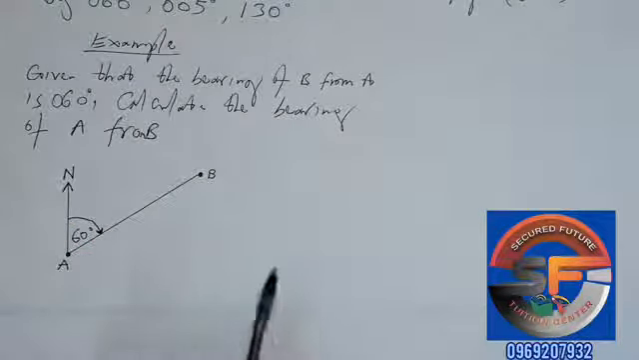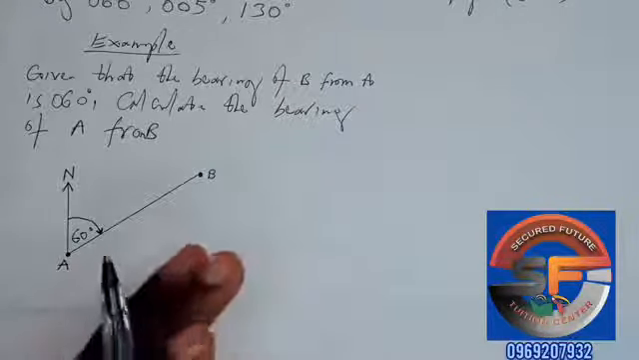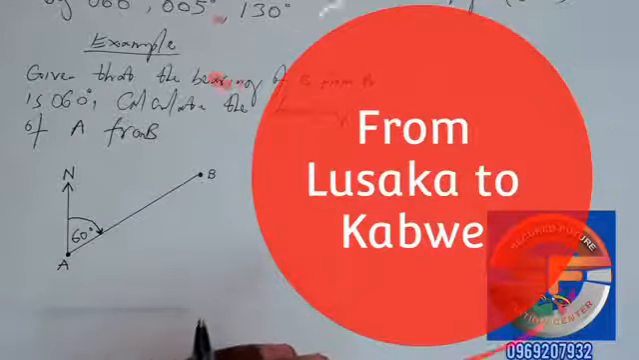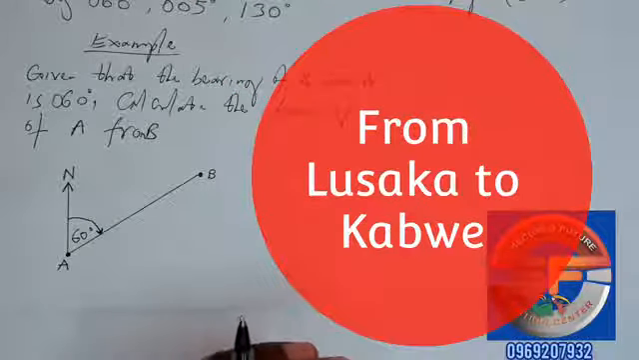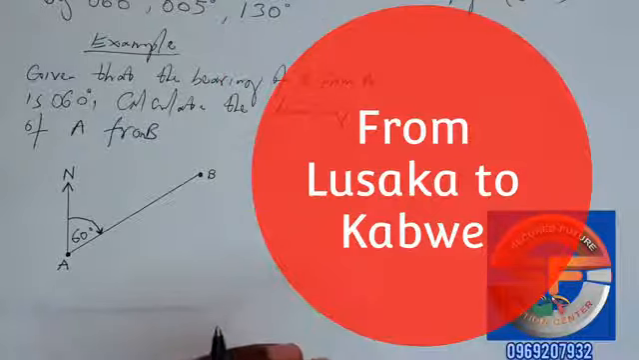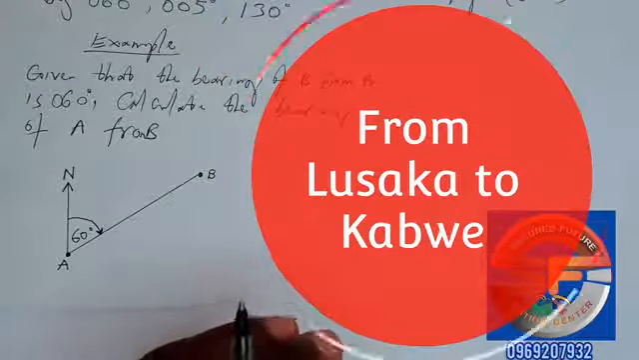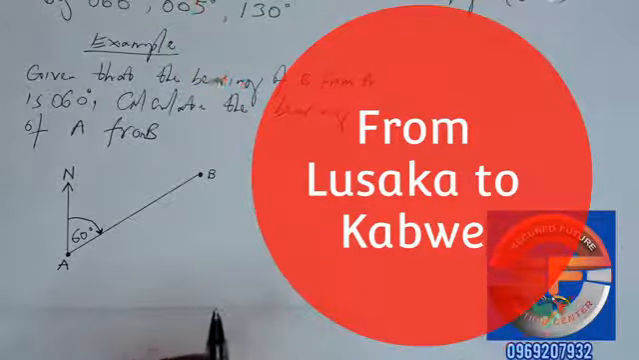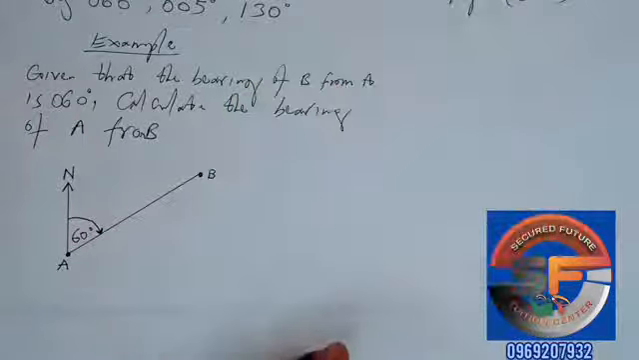Now, the most important thing when you are dealing with bearings is you must understand the language being used. They are saying, calculate the bearing of A from B. Where should you be first? It's like saying, I want to get a transfer from Lusaka to Kabwe. From Lusaka to Kabwe. Meaning, where are you first? It means you are in Lusaka, you want to go to Kabwe. That will show you that you are first in Lusaka.